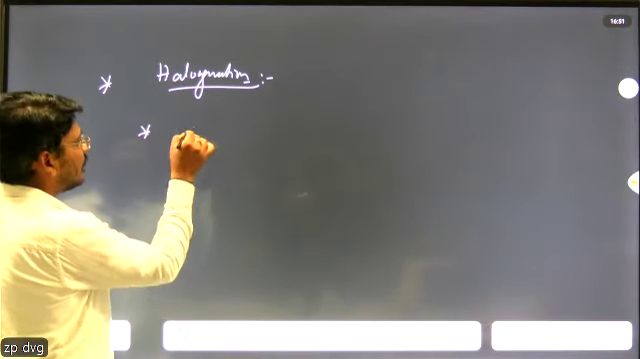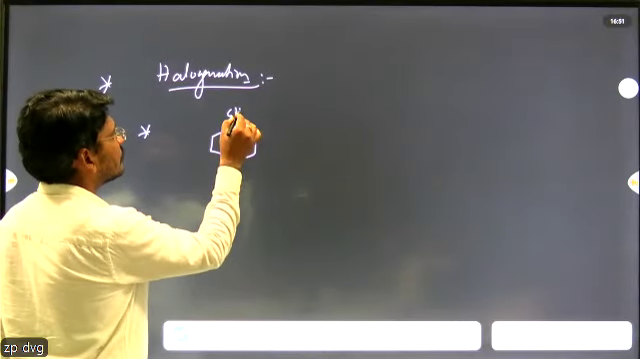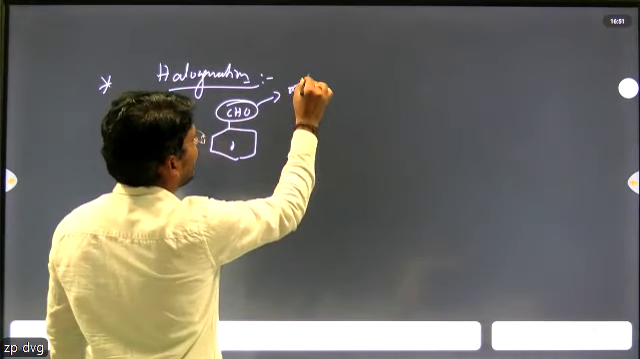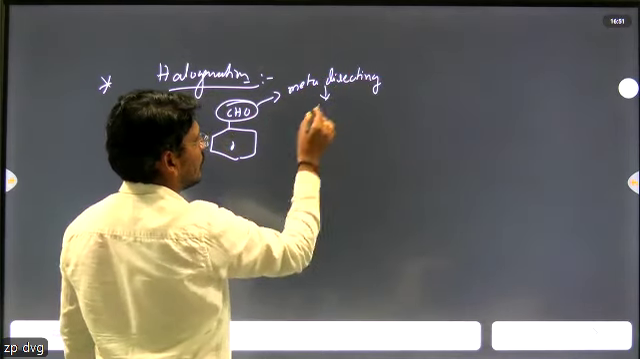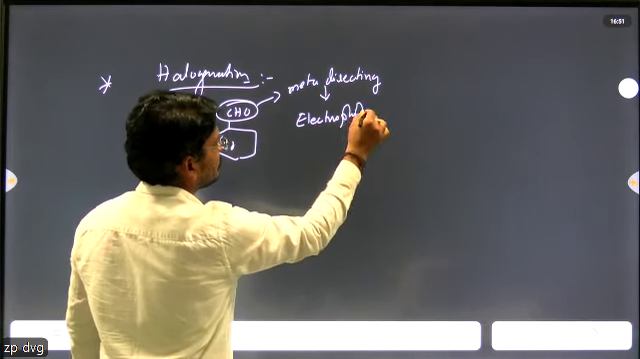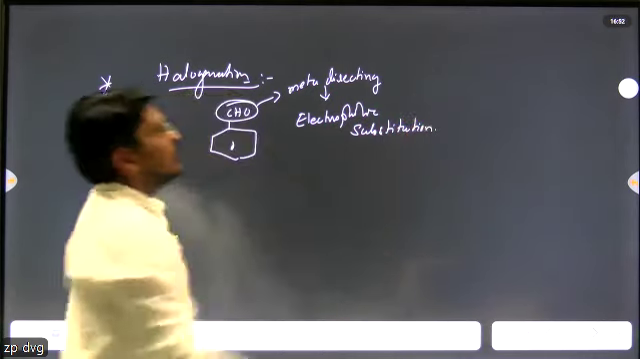So electrophilic substitution reaction. How will this electrophilic reaction take place in halogenation as well as nitration? Normally, whatever the aldehydes are there, especially if we consider benzaldehyde, this particular group is a meta-directing group for electrophilic substitution reaction. So why?